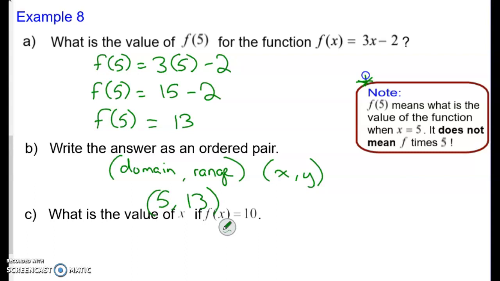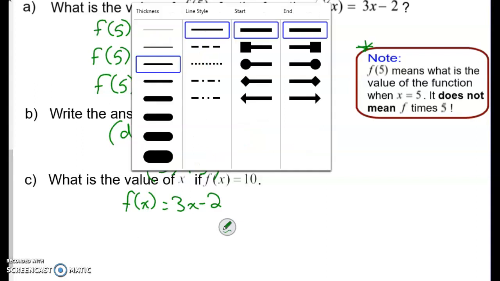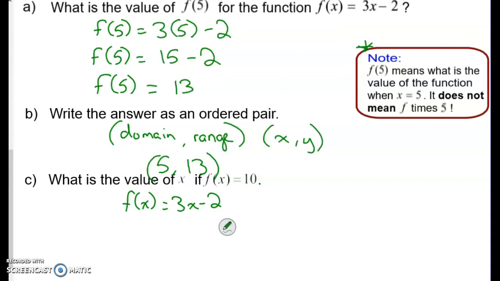Then we also want to figure out what is the value of x if f of x equals 10. So our equation or our function again is f of x equals 3x minus 2. This time we know f of x is equal to 10. So this whole term gets replaced by the number 10. And I'll try and write a little less messy.